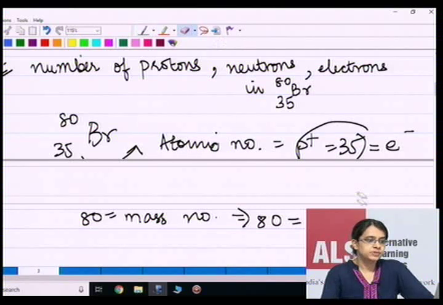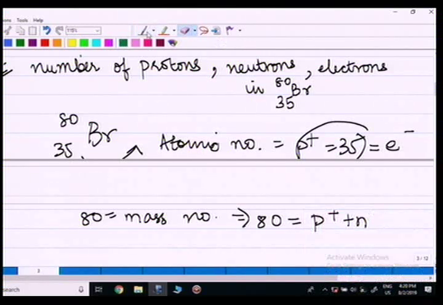I'm sorry, there will be no negative charge on neutrons. Okay. Number of protons plus neutrons. This is equal to 35 plus n. You solve this equation for n and you will get number of neutrons as 45. So all of you gave the correct answer. Good. Let us move on.